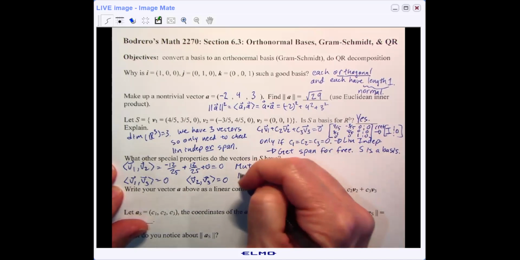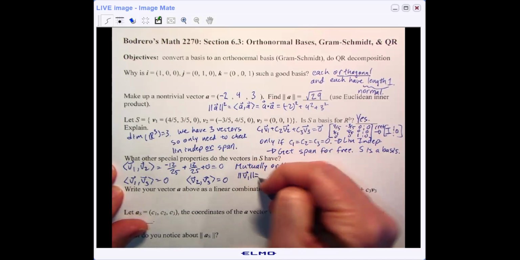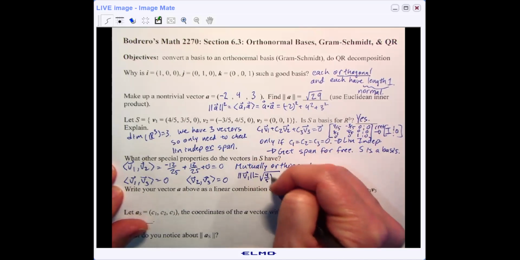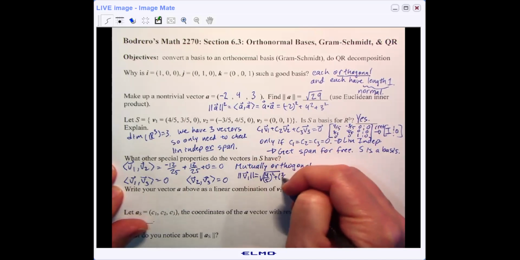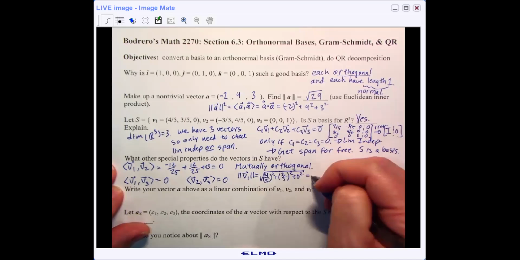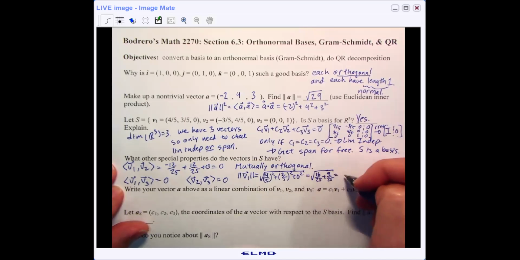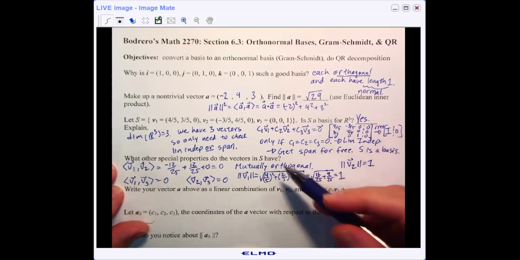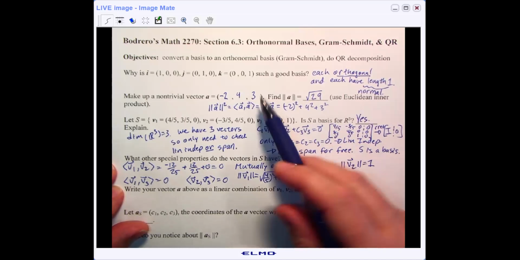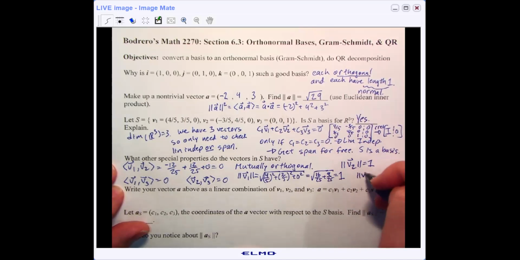And if we find the magnitude of vector 1, it's going to be the square root of 4/5 squared plus 3/5 squared plus 0 squared, which is the square root of 16/25 plus 9/25, which is the square root of 25/25, which is 1. You can also find out that the magnitude of V2 is also 1. And of course, the magnitude of V3, since it's actually the same thing as the k vector, has to be magnitude of 1 as well.